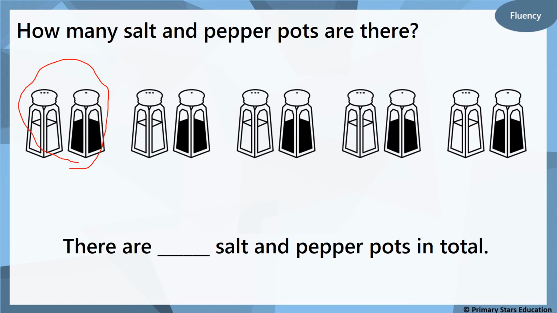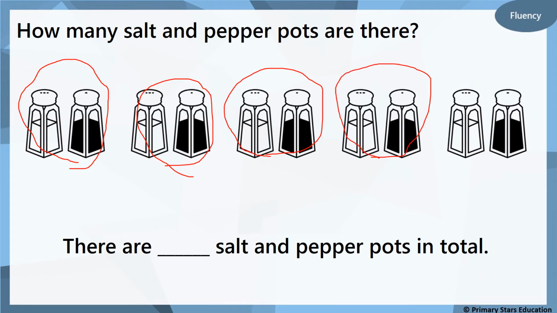2, 4, 6, 8, 10. How many have we got altogether? There are 10 salt and pepper pots. Brilliant.